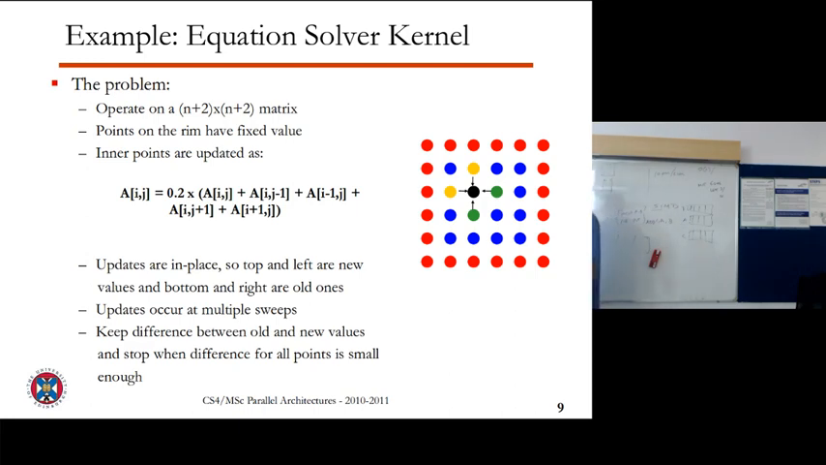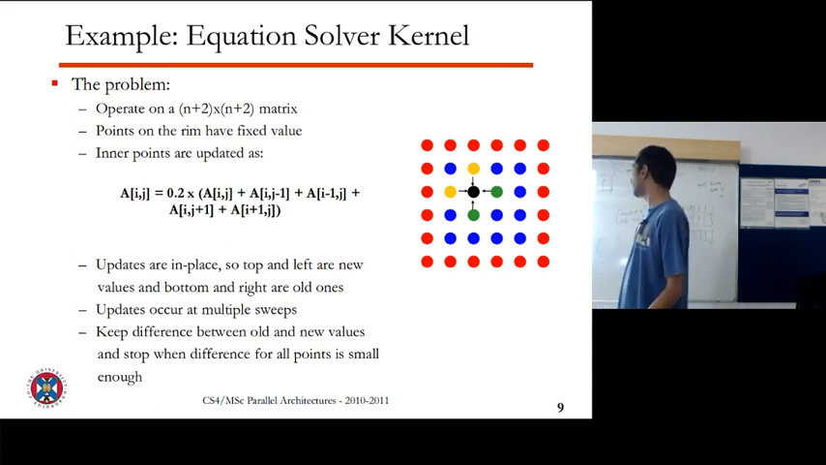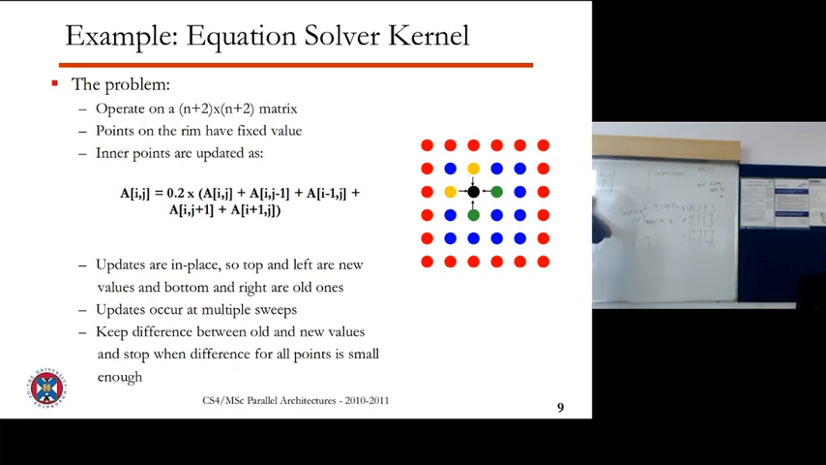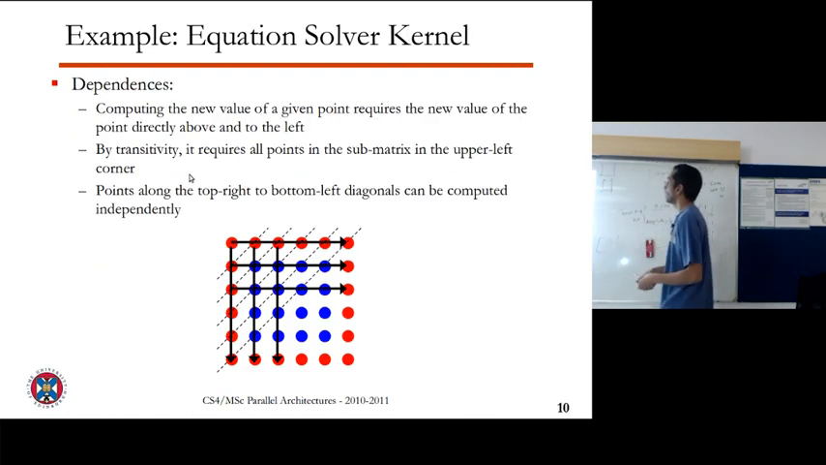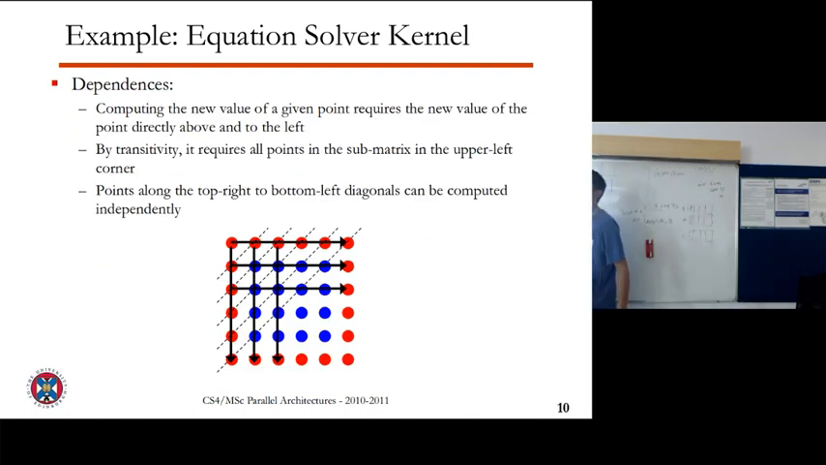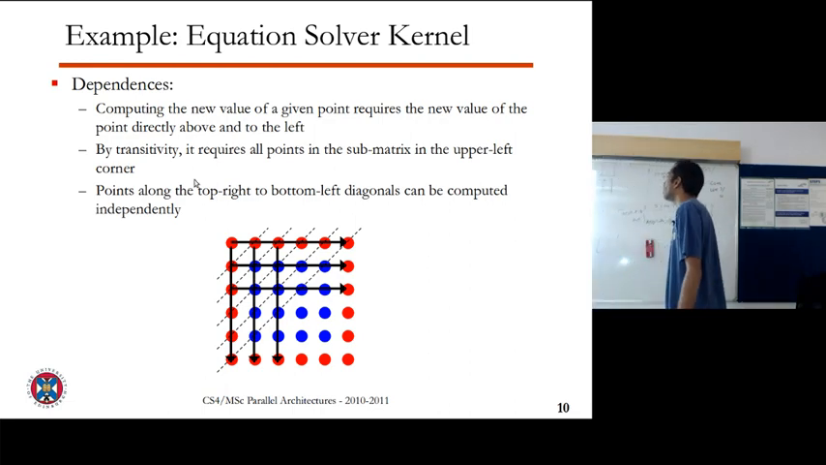So I should say that the updates are in place. Top and left are new values, and bottom and right are old ones. So the update occurs in multiple sweeps, and we keep the difference between old and new values, and stop when the difference is small enough. So for this particular case, computing a new value, we can move in this kind of direction if we want to effectively update them. Computing a new value for a given point requires the new value of the point directly above and to the left. So by transitivity, it requires all points. You understood that point there.